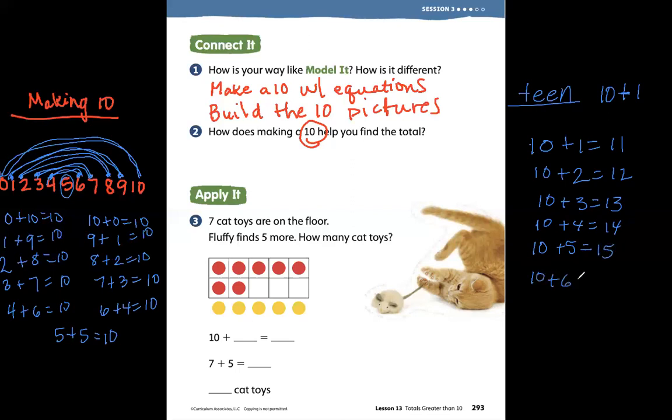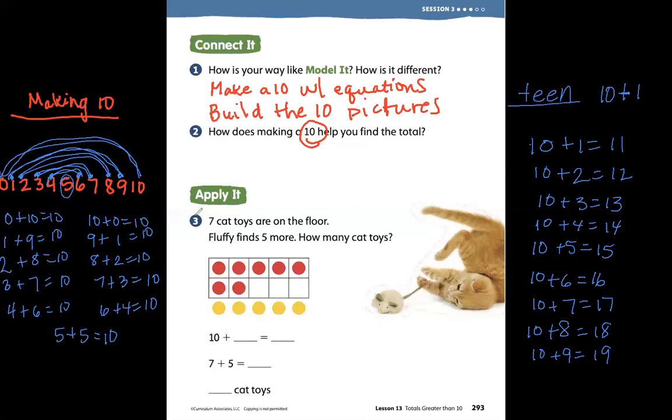10 plus 6 equals 16. 10 plus 7 equals 17. 10 plus 8 equals 18. 10 plus 9 equals 19. Okay, so knowing how to make a group of 10 and knowing how to add 10 and some ones, making teen numbers, will always help us when building tens with numbers.